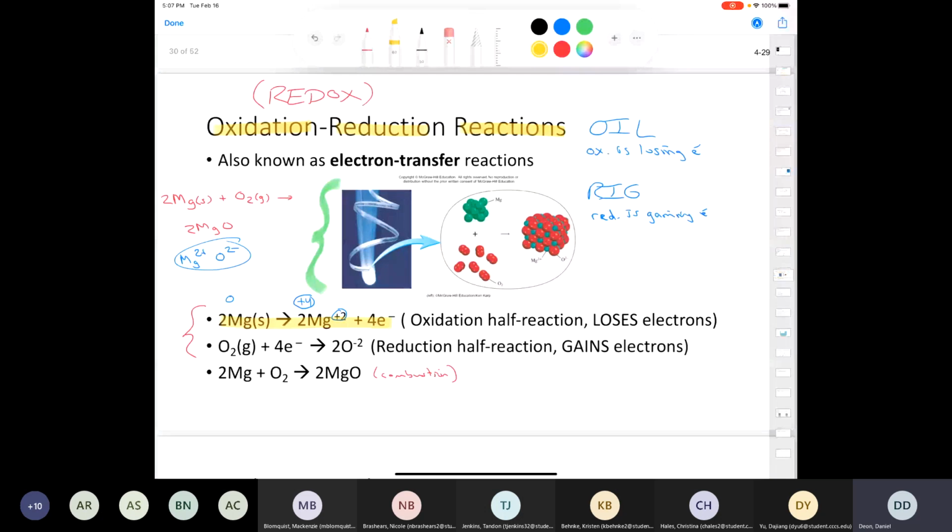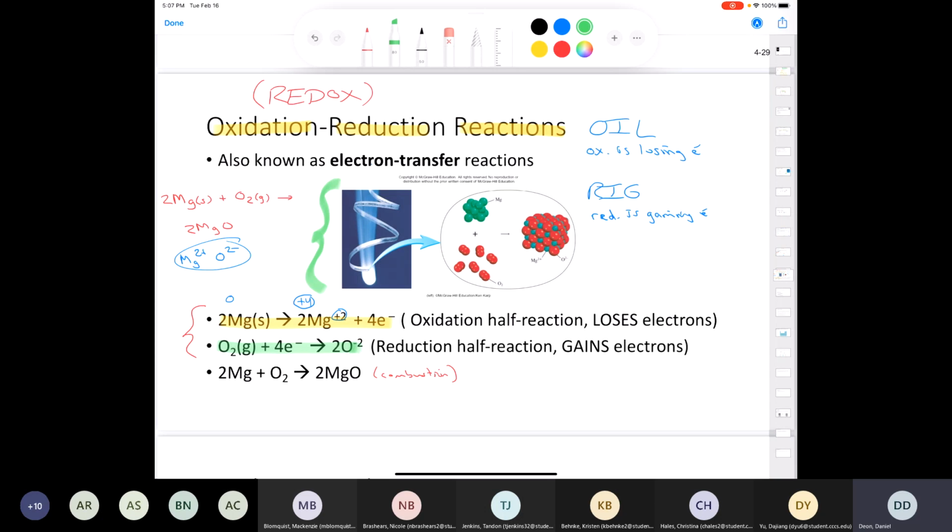It's only half of the story, but it's going to help us understand what is going on here. It says this is an oxidation half reaction, it loses electrons, right? If we go back to OIL, oxidation is losing electrons. The magnesium is losing electrons to form magnesium 2+. The second half reaction, oxygen plus 4 electrons, gives you 2 oxides.